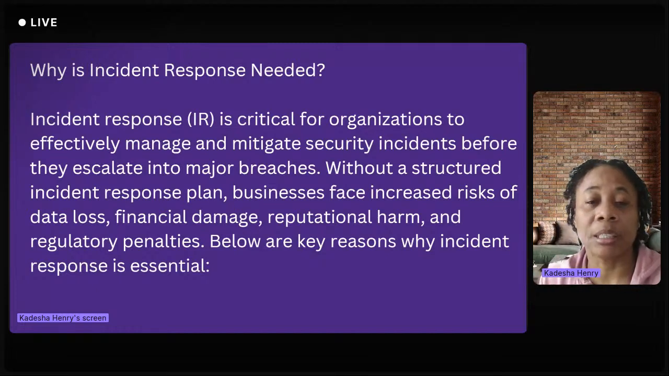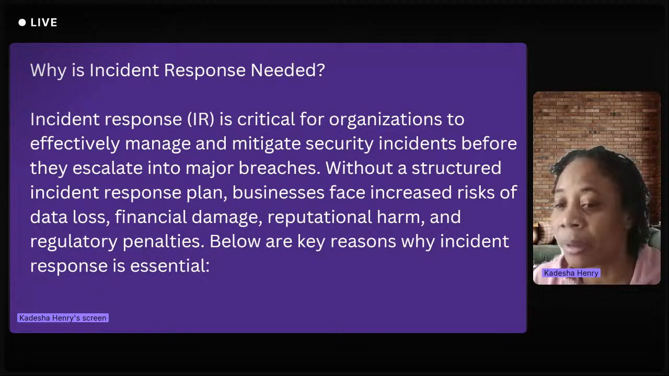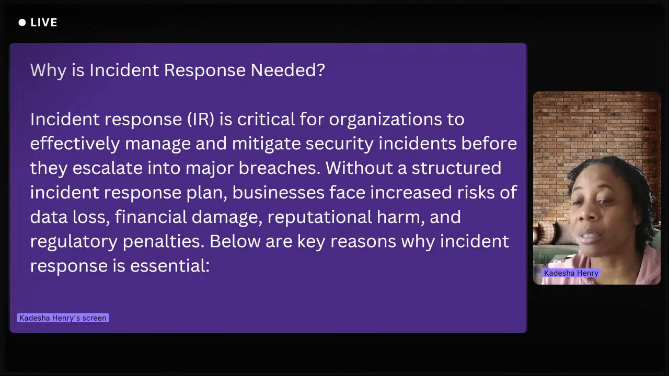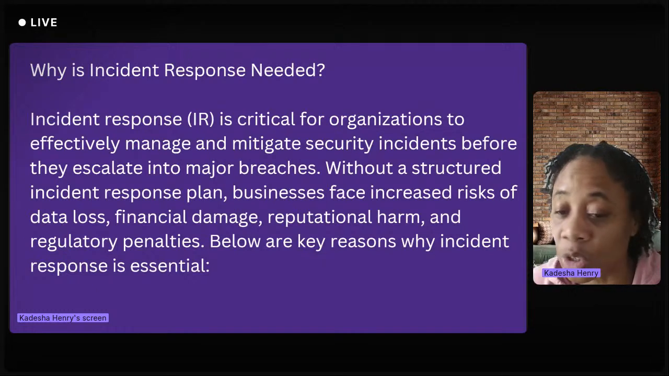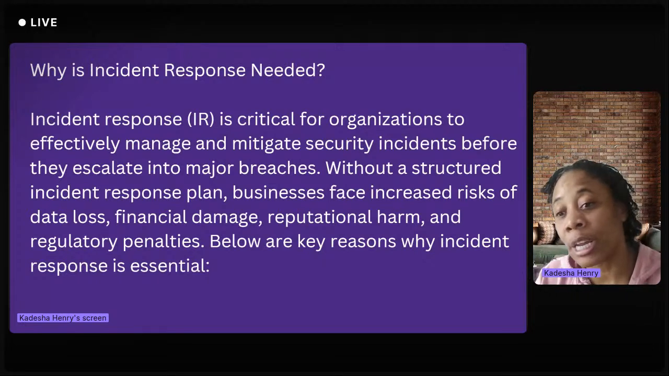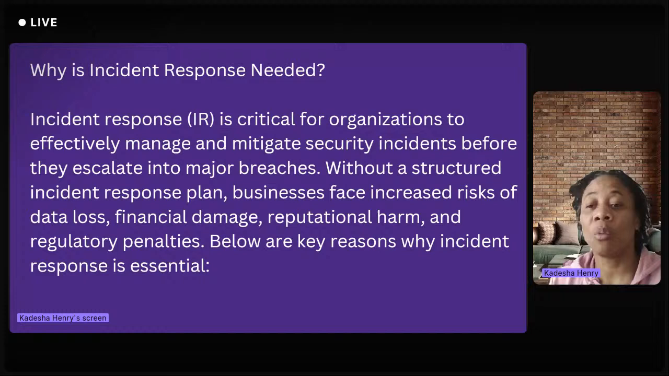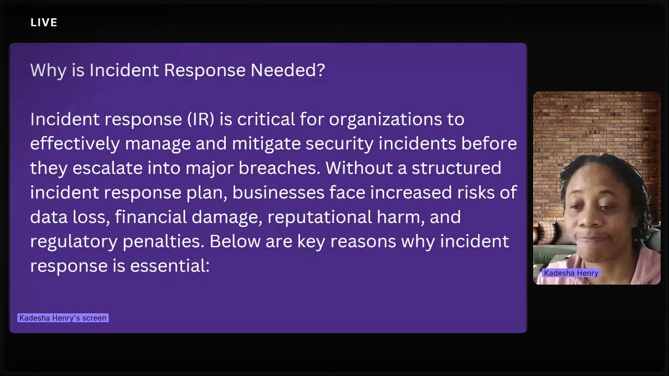Some key reasons. So again, it is needed because it effectively manages and mitigates cybersecurity incidents before they escalate. Because there has got to be a plan. If you find out there's a breach, what are you going to do immediately before that breach escalates, right? Before it reaches further than you really wanted it to, and then you end up having to pay for that.